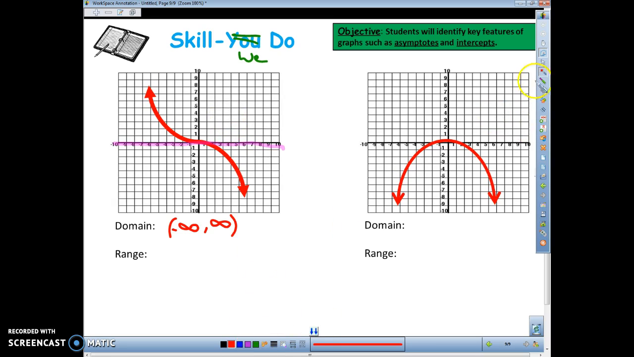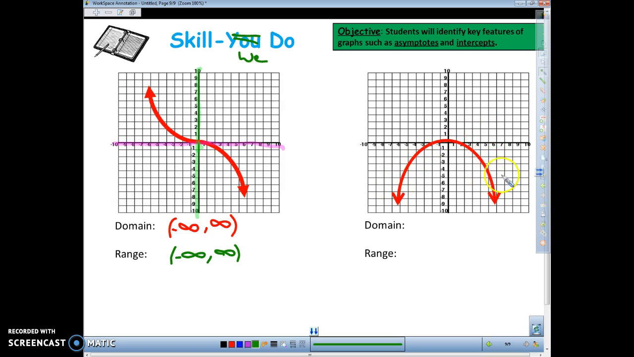As far as range goes, I'm including all my values from negative infinity, same idea, right? My lowest value, I have an arrow going down, so that heads to negative infinity, and an arrow going up, that heads to positive infinity. Therefore, my range is negative infinity to infinity. All the real values. Okay.